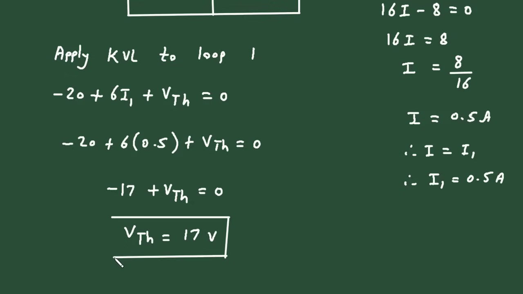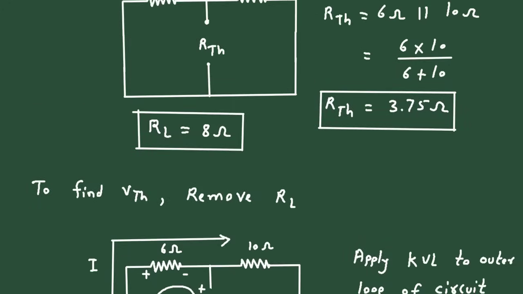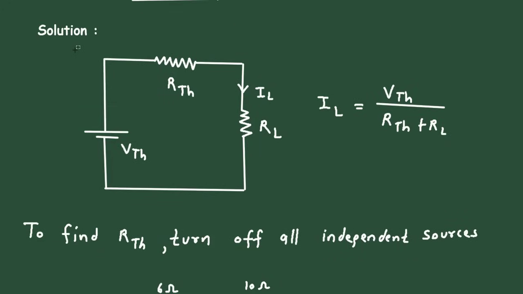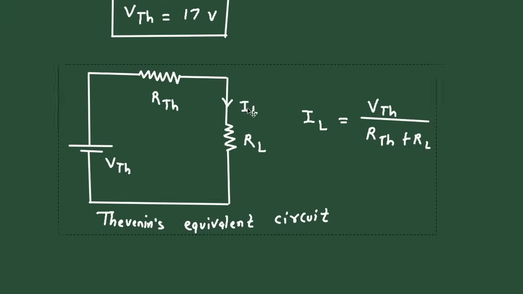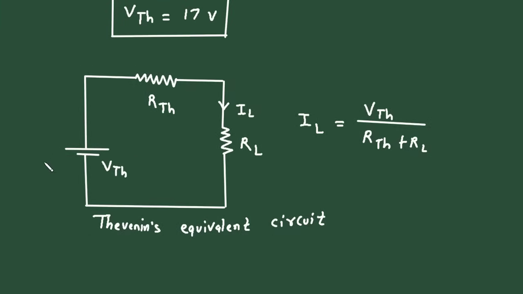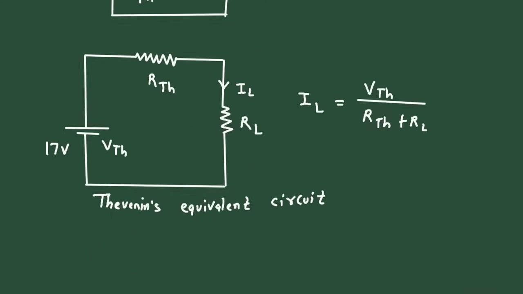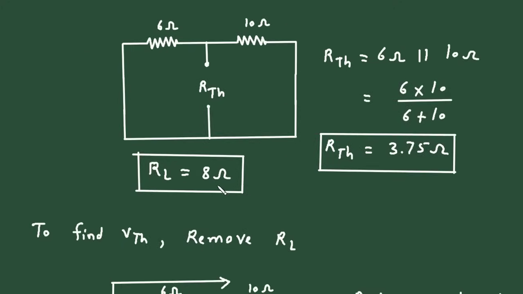Now we got the value of VTH, RTH and RL. So we can draw this Thevenin equivalent circuit. This is called the Thevenin equivalent circuit. Let's copy this from here and paste it here. Now we will write the value of VTH. It is 17 volt. The value of RTH is 3.75 ohm. The value of RL is 8 ohm.